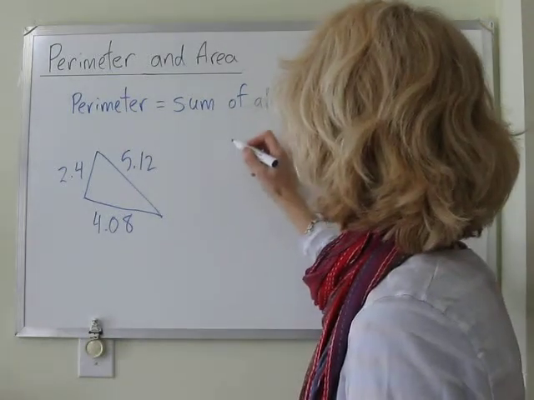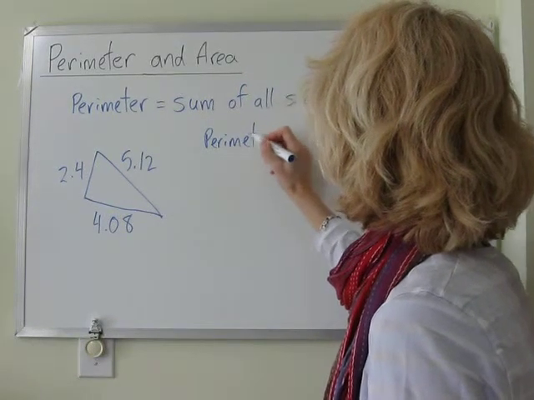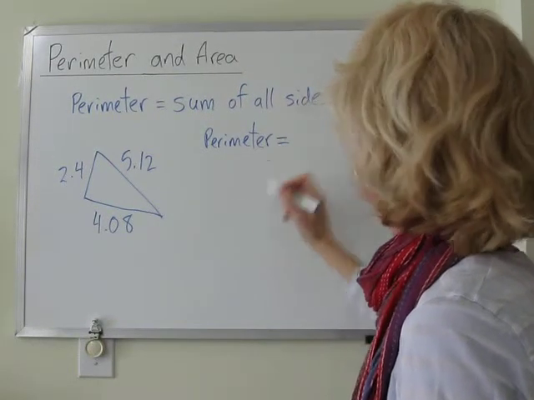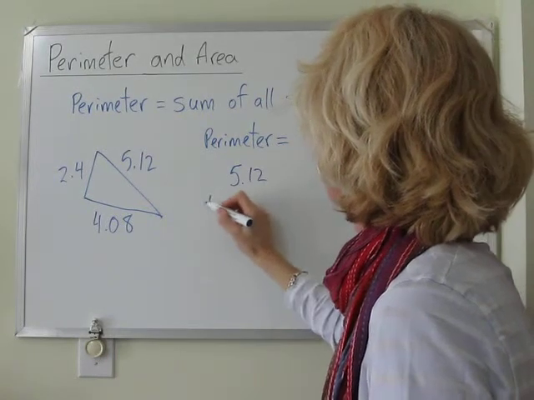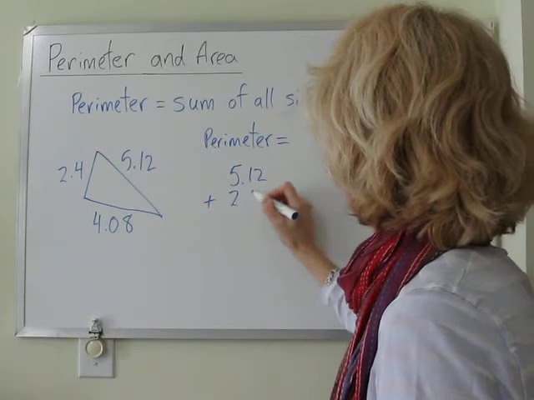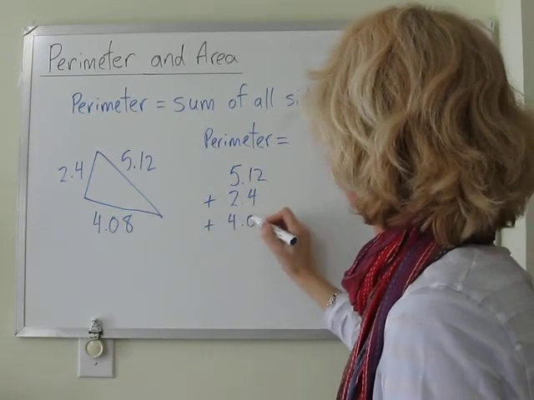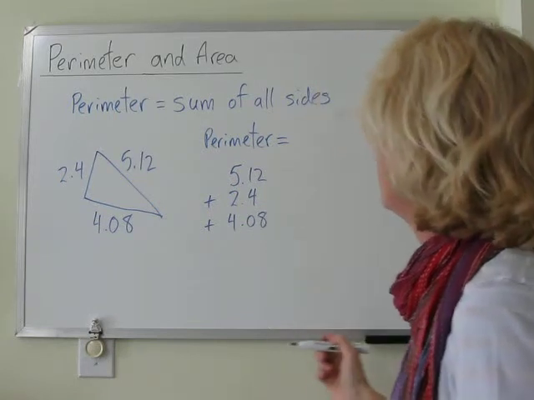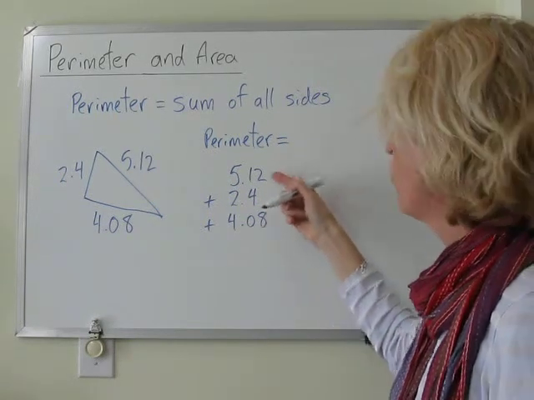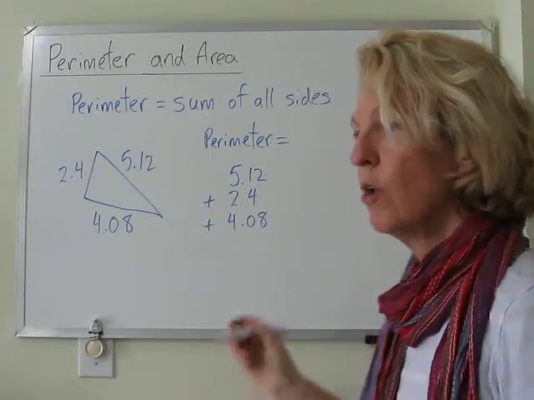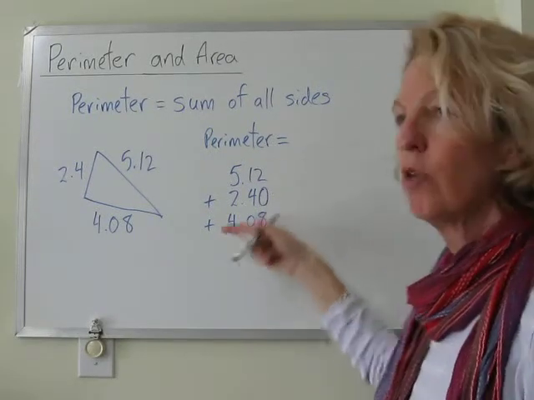Calculator. Okay, so perimeter equals, okay, we've got 5.12 plus 2.4 plus 4.08. Now, this measurement only has one decimal. The other two measurements have two decimals. So how about we add a 0 in here so we make sure our numbers are all lined up?